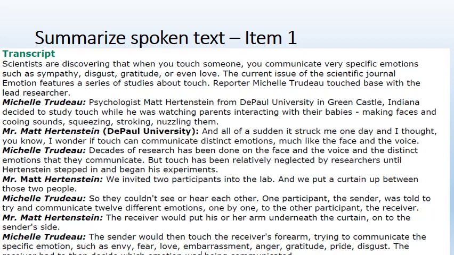One participant, the sender, was told to try and communicate 12 different emotions, one by one, to the other participant, the receiver. Hertenstein says the receiver would put his or her arm underneath the curtain onto the sender's side. Tredieu says the sender would then touch the receiver's forearm, trying to communicate specific emotions such as envy, fear, love, embarrassment, anger, gratitude, pride, disgust.